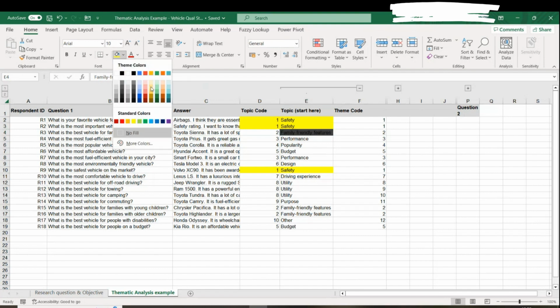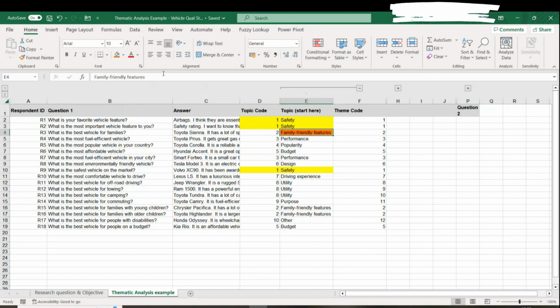So you can also color code your topics and say, okay, for family friendly features, I'm going to give it maybe this dark orange color, which is number 2. And then for all the other number 2s, you can proceed and look within your data for where else you can find number 2 if you don't have a lot of data. Then you can say, let me read what other people said. Then you can browse through, and it's already been done.